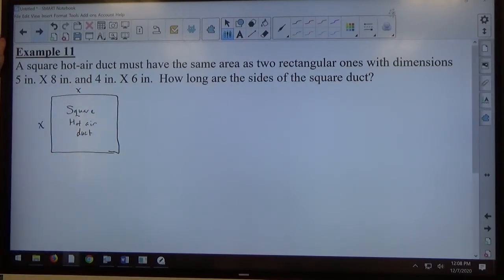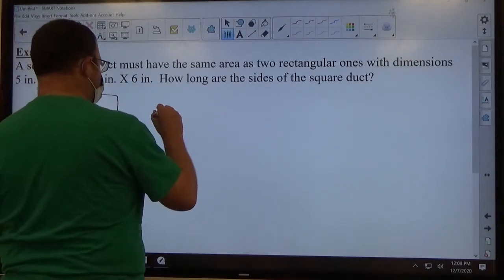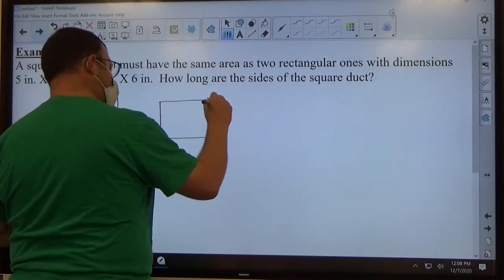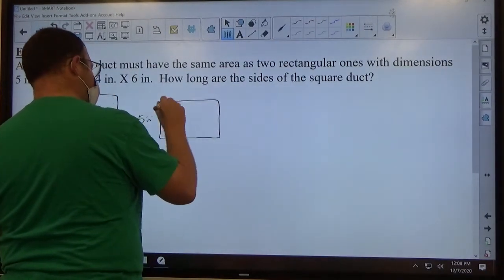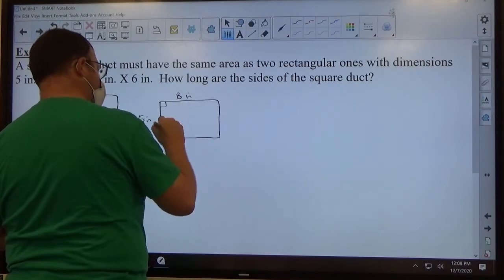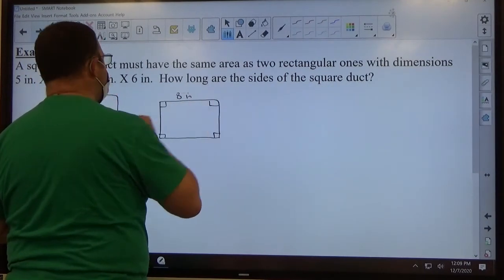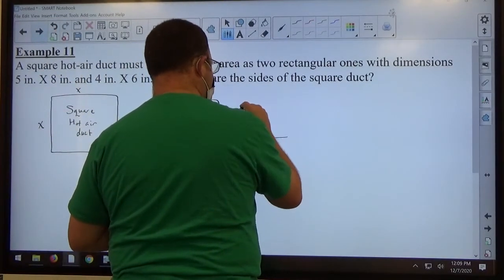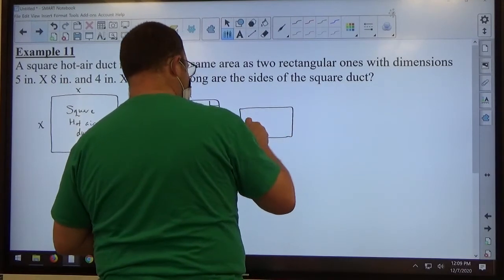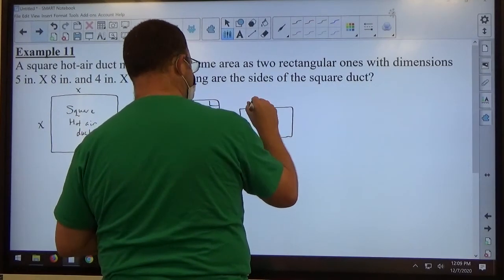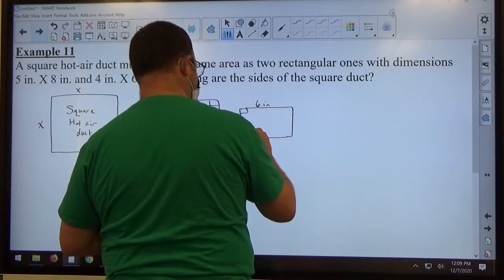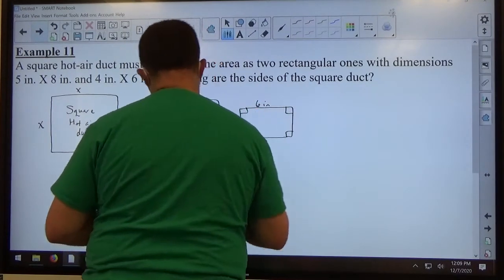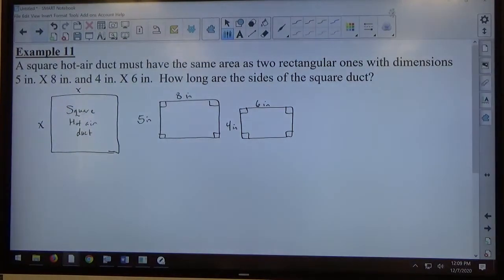So this duct has to have the same area as two rectangular ducts, and the first rectangular duct is 5 inches by 8 inches. And the second one is 4 inches by 6 inches. You don't have to draw these to scale, but I kind of try and draw them close to what they look like. Four inches is a little shorter than 5 inches, 6 inches is a little shorter than 8 inches, right?